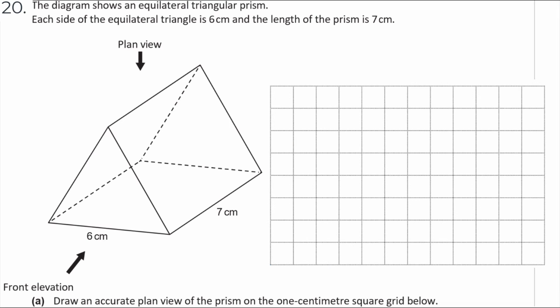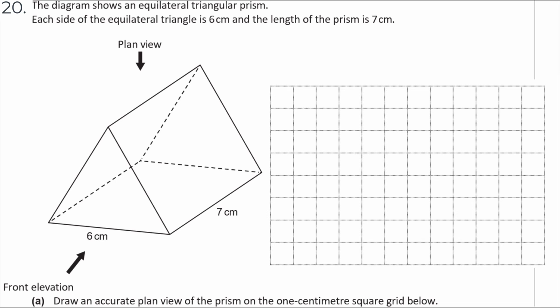The diagram shows an equilateral triangular prism. Each side of the equilateral triangle is 6 centimeters and the length of the prism is 7 centimeters. Part A says, draw an accurate plan view of the prism on the 1 centimeter square grid below, which I put above so you can see it next to the shape.